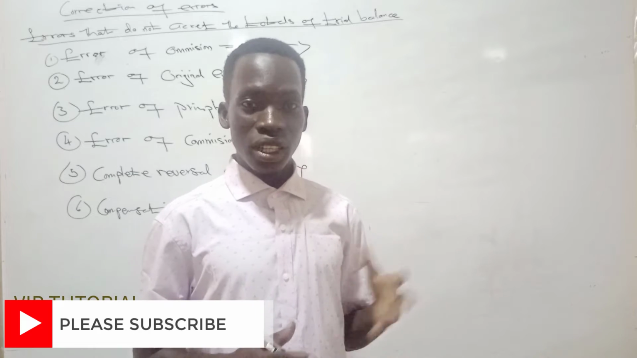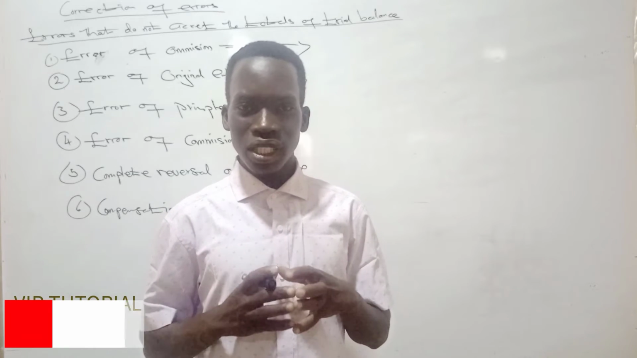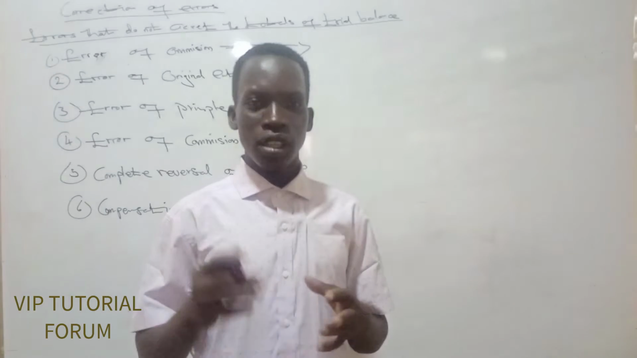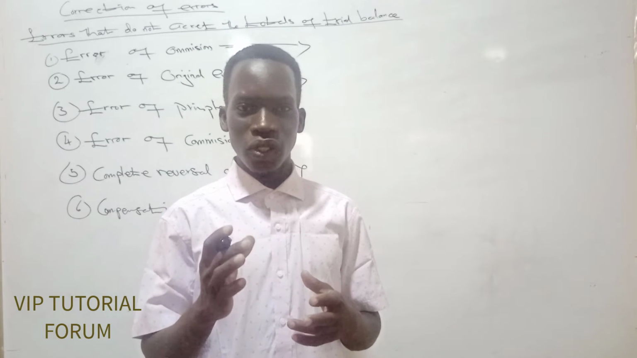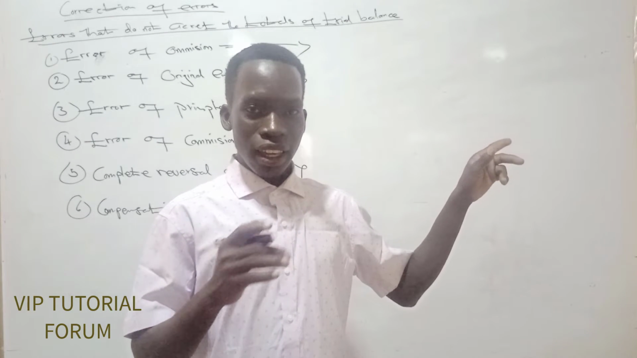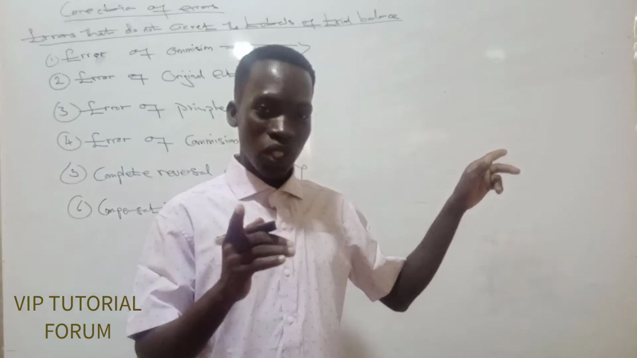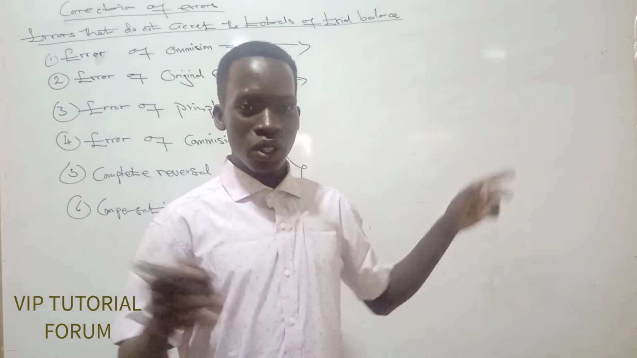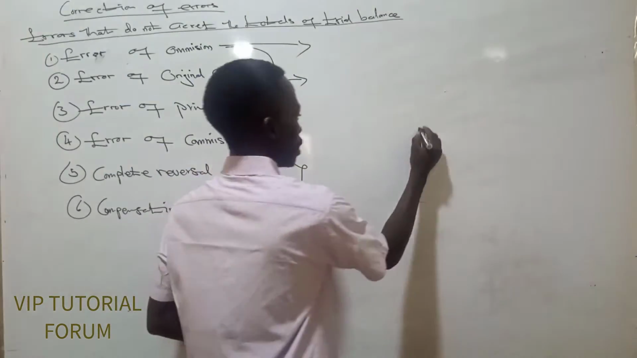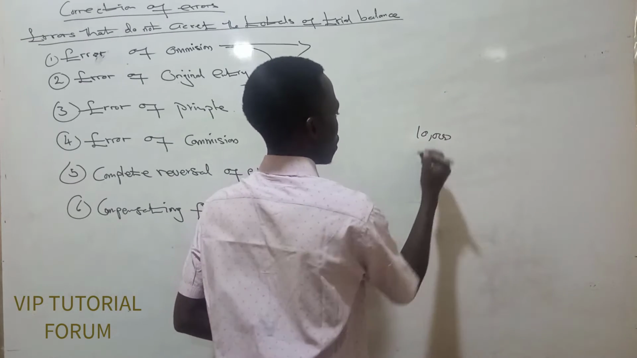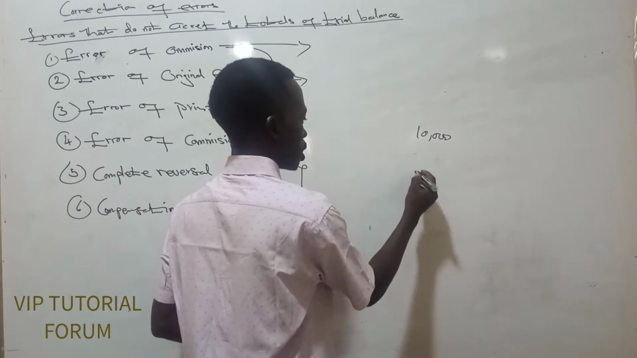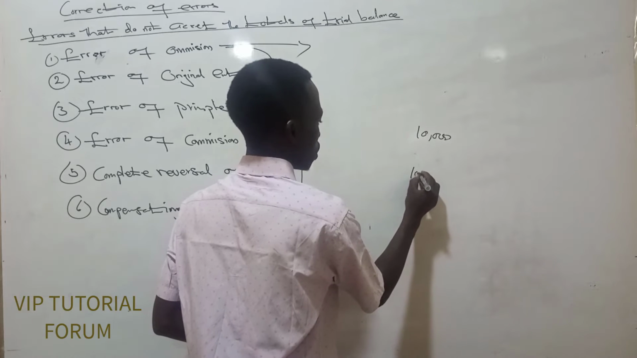And in solving this one, what you need to do is just to find the difference. You have to find the difference. You will say the actual amount minus the wrong posted amount. For example, the transaction is 10,000, but both accounts were debited or credited with 1,000.